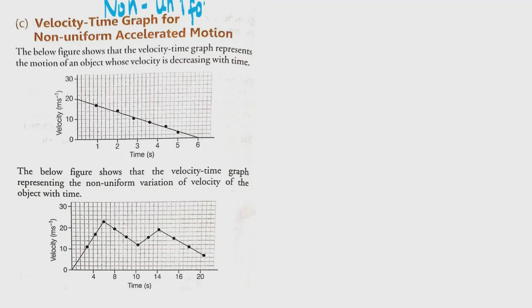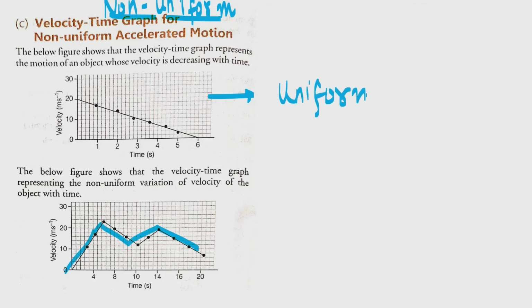Non-uniform motion with non-uniform acceleration. Okay, so it will be somewhat like this, like abruptly. It won't be a particularly straight line, increasing or decreasing. Okay, now this graph is of a uniformly accelerated motion. Why? Because it is a straight line. It is a proper straight line but with a declining slope.